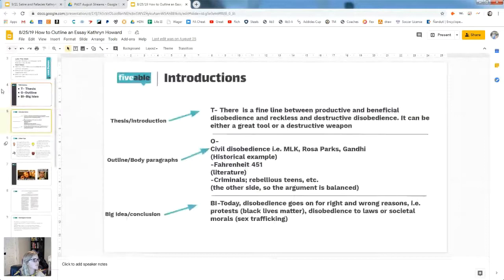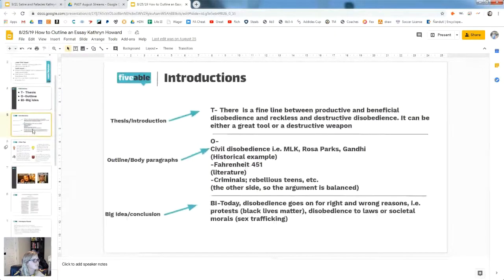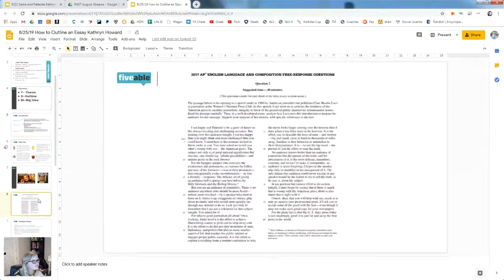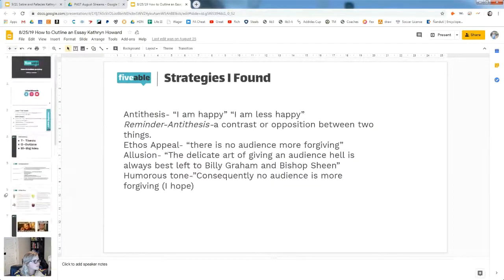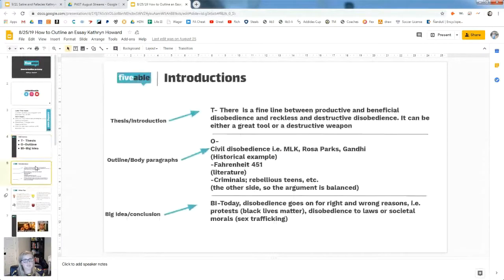So I gave an example of a prompt. I don't know what prompt it was. It was something about disobedience being the salvation, or disobedience helping people move on in society. So for my thesis, you would argue against it. I put, there's a fine line between productive and beneficial disobedience and reckless and destructive disobedience, and it can either be a great tool or a destructive weapon.